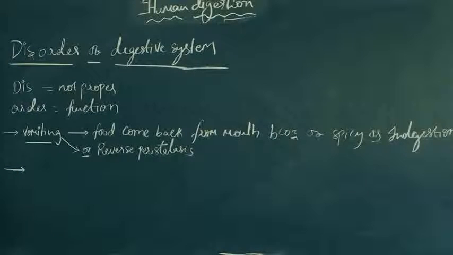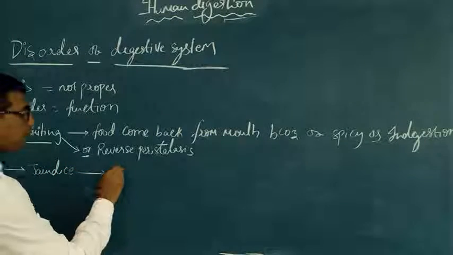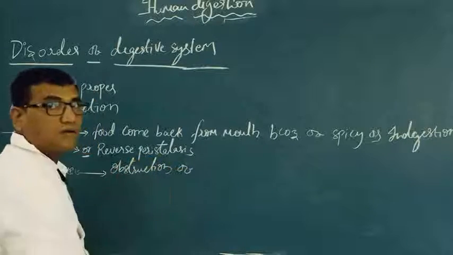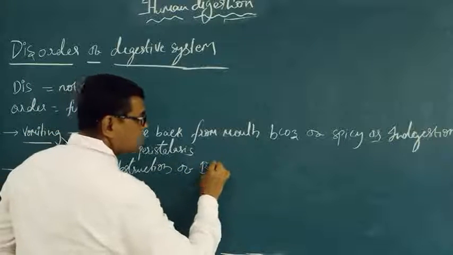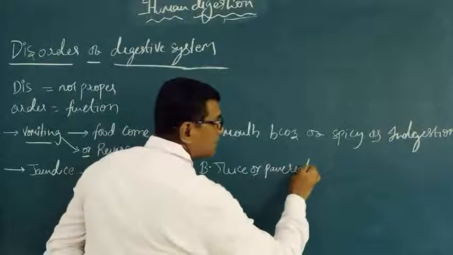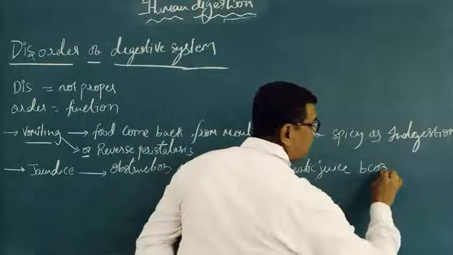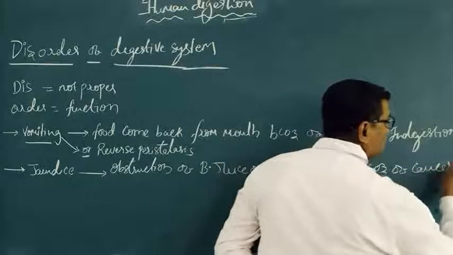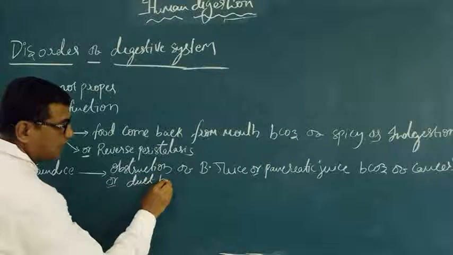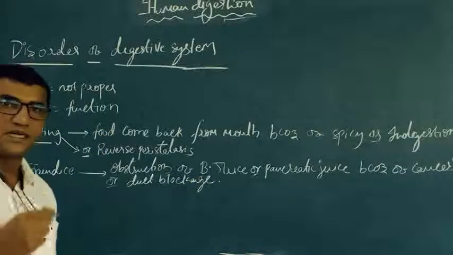Next one, jaundice. Jaundice, obstruction of bile juice or pancreatic juice because of cancers or duct blockage is called jaundice, showing certain spots on the body.